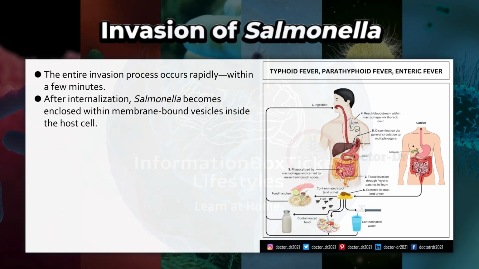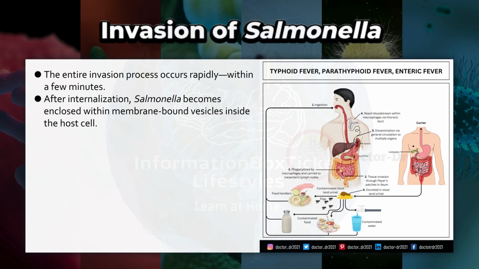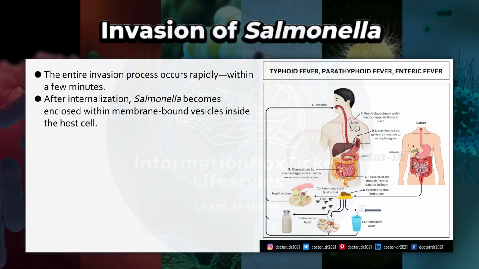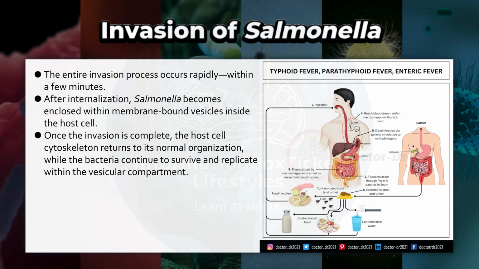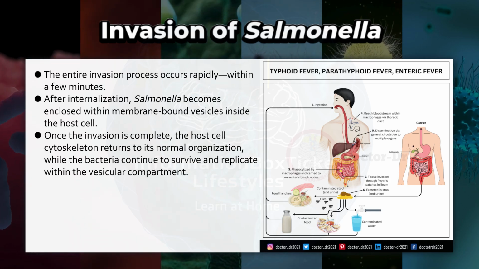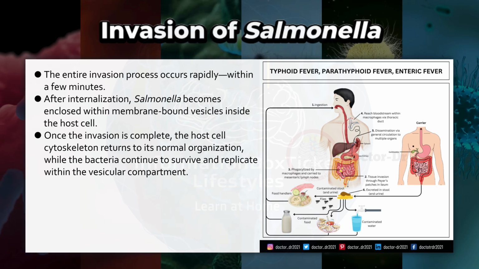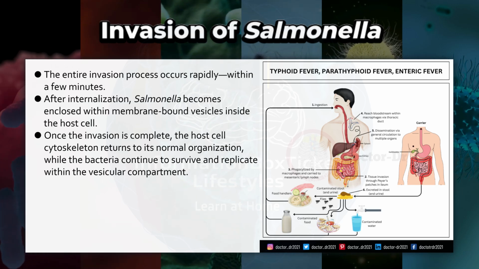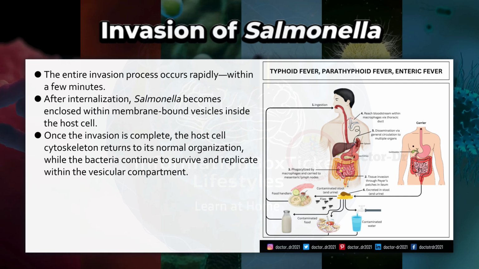After internalization, Salmonella becomes enclosed within membrane-bound vesicles inside the host cell. Once the invasion is complete, the host cell cytoskeleton returns to its normal organization, while the bacteria continue to survive and replicate within the vesicular compartment.